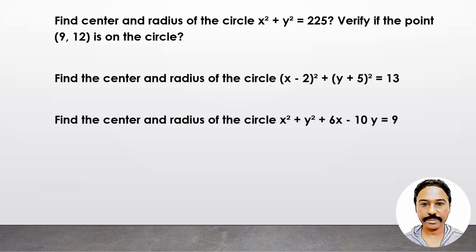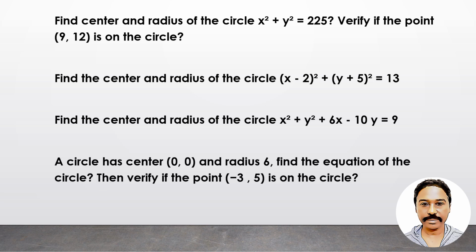Now try these ones yourself. Yes, you have to complete the square for the third question here. You can have it at the end as x minus something all squared plus y minus something all squared is equal to some number, which will be equal to r squared.